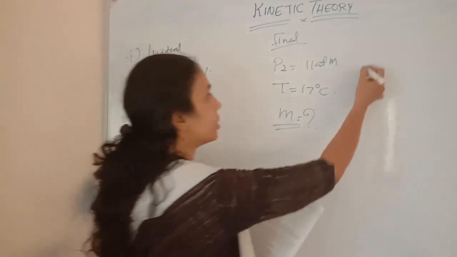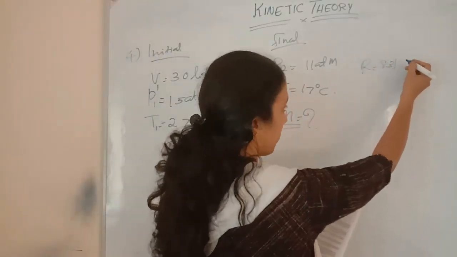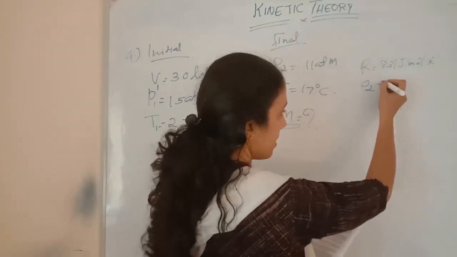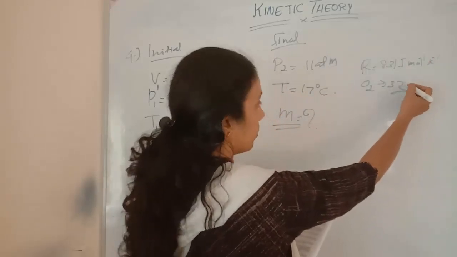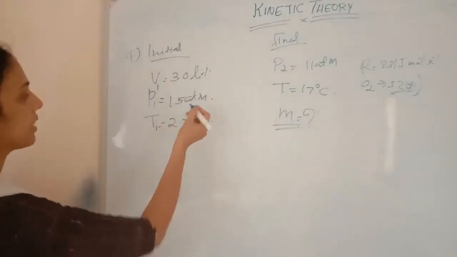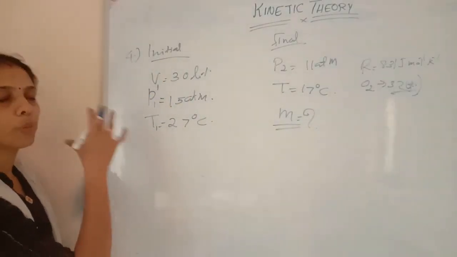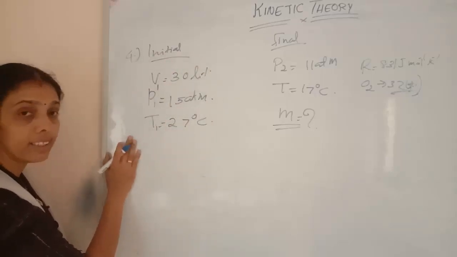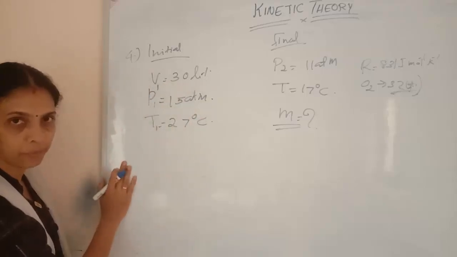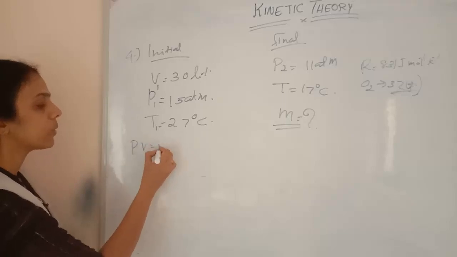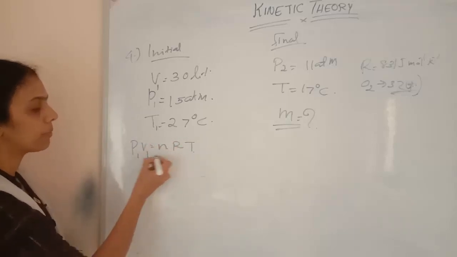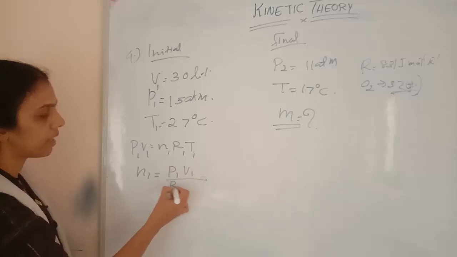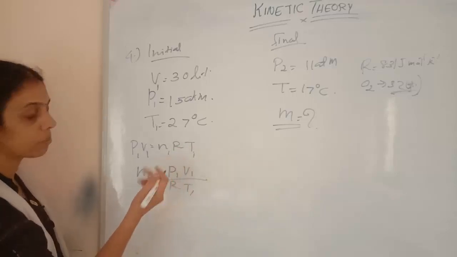Given that R is equal to 8.31 joule per mole per Kelvin, and oxygen has molecular weight 32 atomic mass unit. So how we can find out how many moles of oxygen are there in the 30 liter, that we should find out. How? See, PV equals nRT, this equation we know. P1 V1 equals N1 R T1. So what is N1 here? P1 V1 divided by R T1. R is a constant, no need to put subscripts.